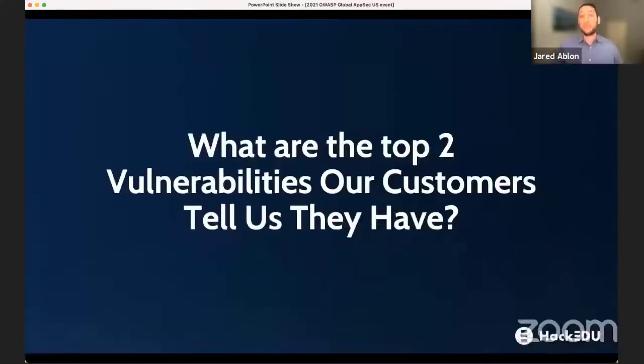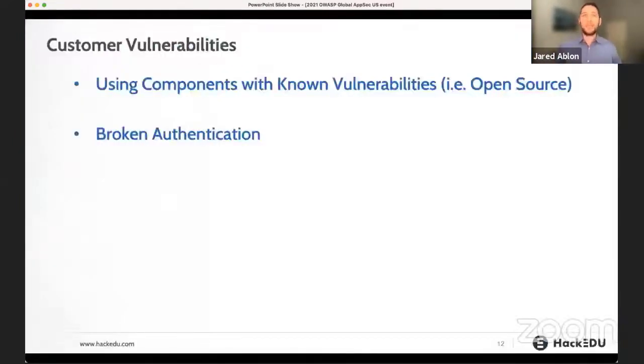What are the top 2 vulnerabilities that our customers tell us they're having the biggest issues with? This is not just from our data, but this is them telling us that they're having these issues. One is using components with known vulnerabilities, so open source software. And also, again, broken authentication. They know they're having issues with those areas. Open source, it's so easy now to pull in third-party libraries. It's extremely common that vulnerabilities creep in because of third-party software.